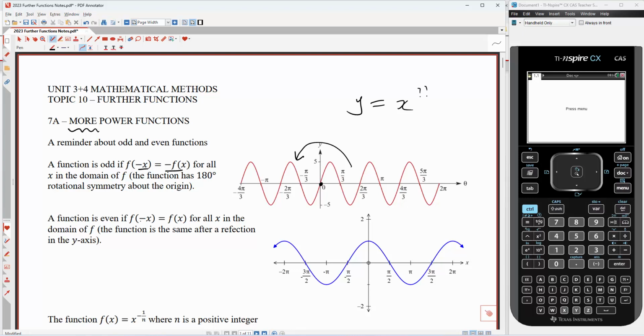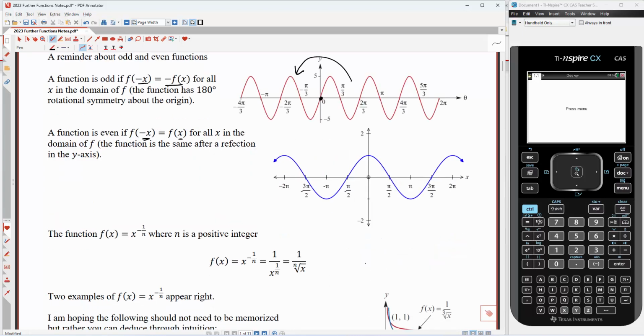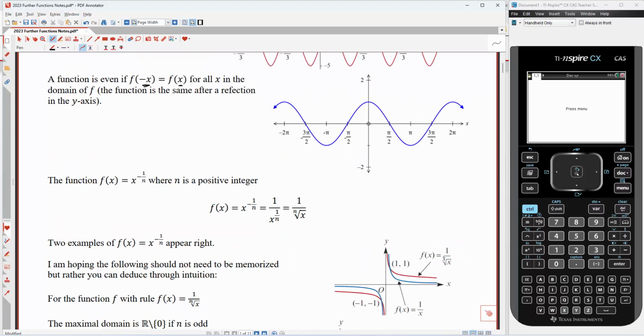An even function is such that if you reflect it in the y-axis, it'll be the same as doing nothing. You can see here that this would be what's called an even function, because if you reflect it in the y-axis, it'll result in exactly the same function. All right, so now let's explore some different power functions.